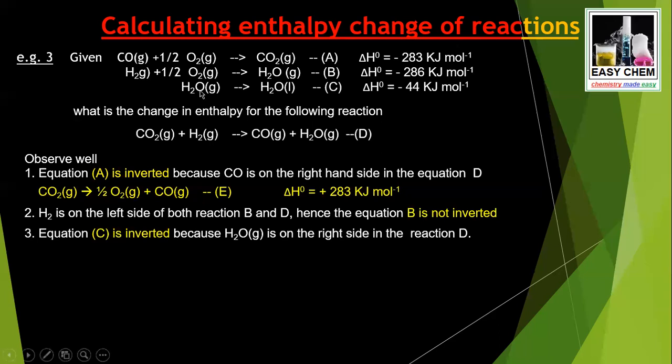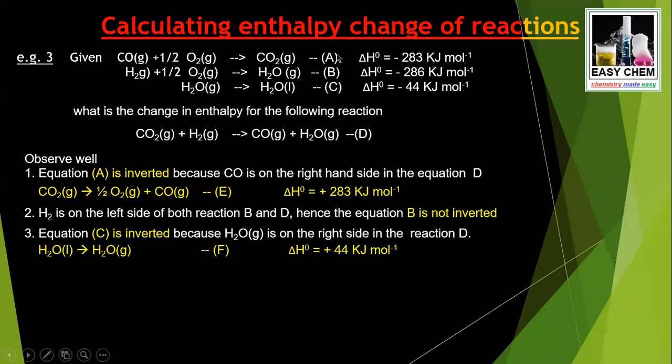Look at equations C and D now. In equation D, we have H2O on the product side in gaseous form. But in equation C, we have H2O gas on the left-hand side. So we have to invert that also to get this equation. H2O liquid goes to H2O gas. I consider this as equation F. For that, enthalpy change is positive 44. Because equation C has negative 44, when we invert it, we get positive 44.